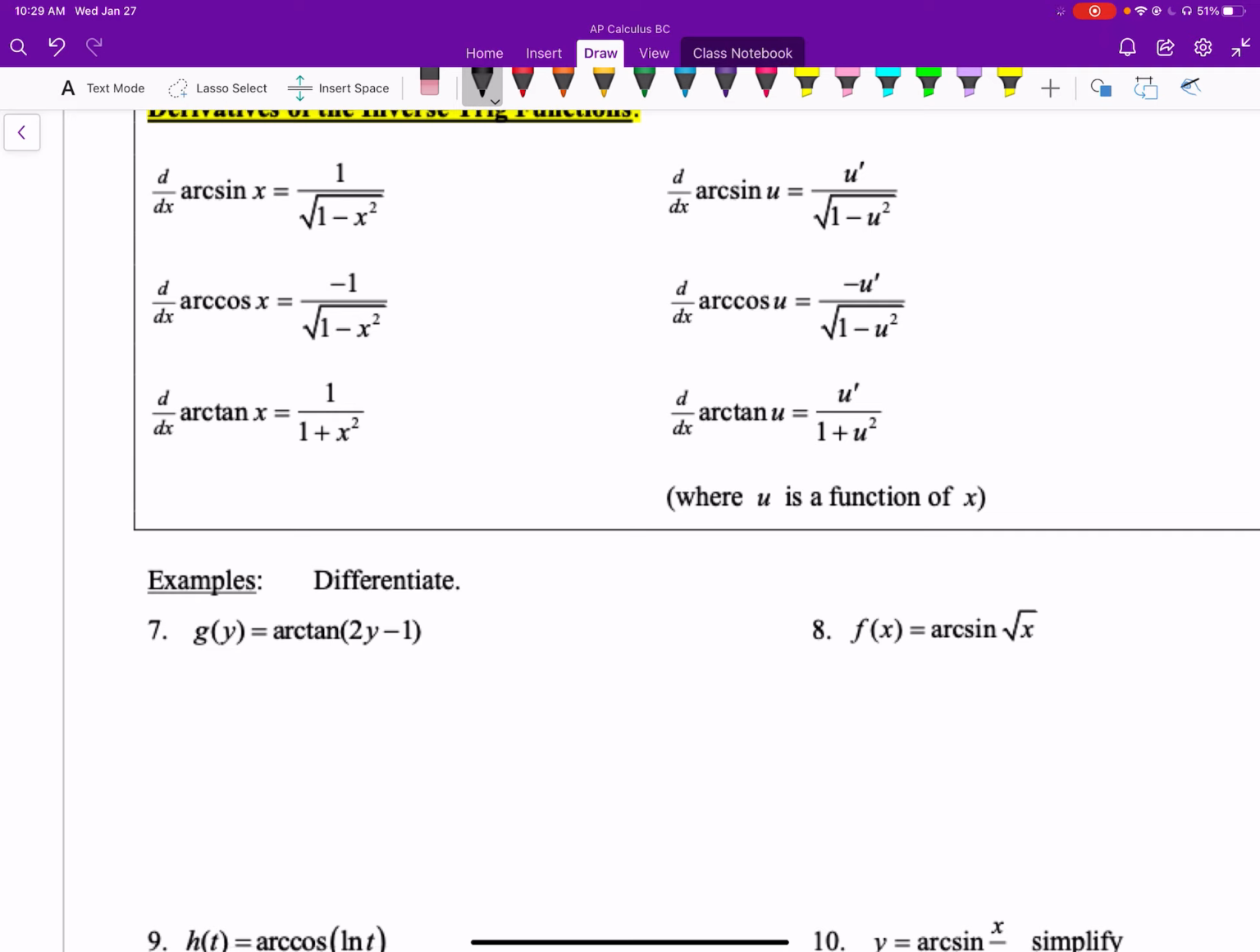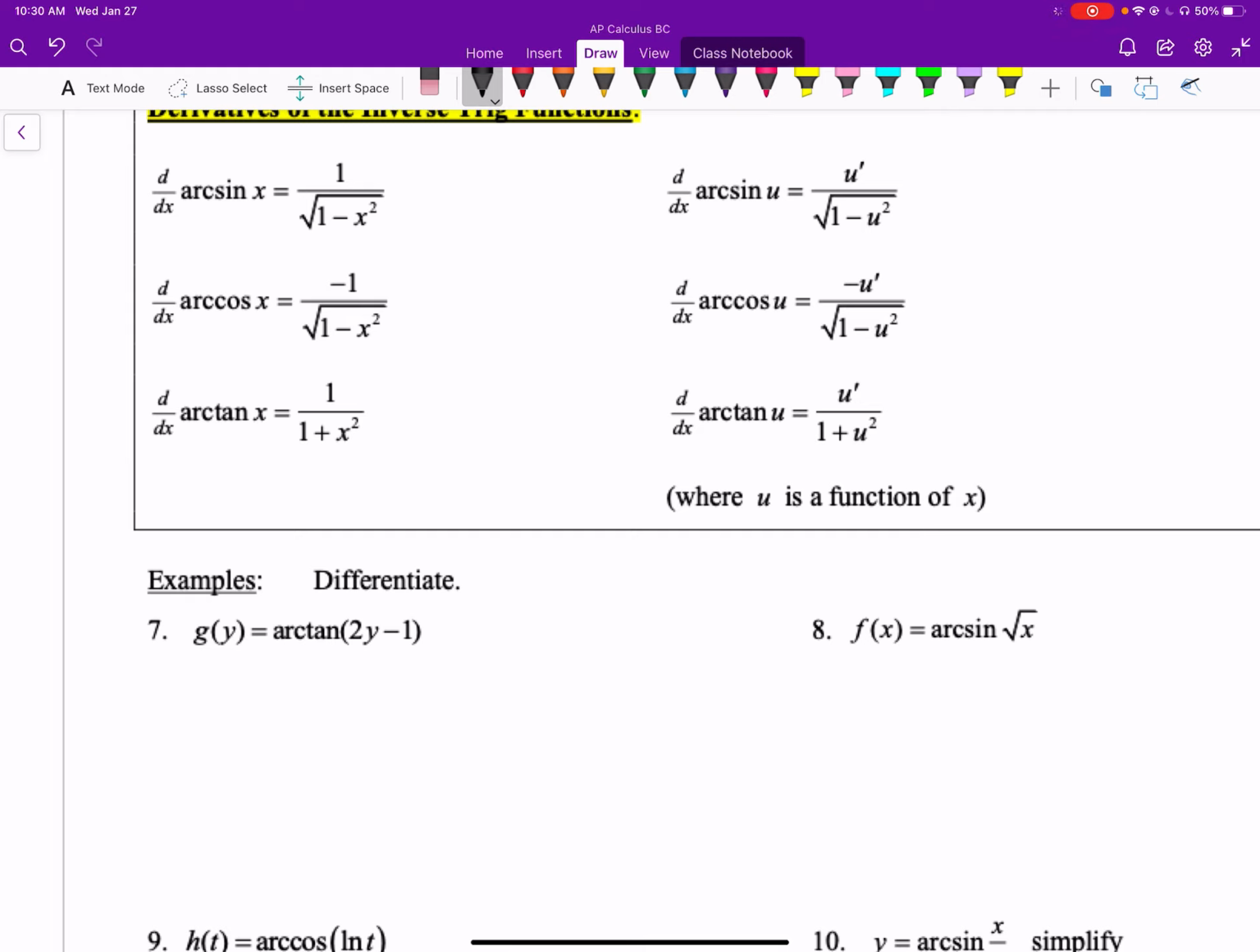Okay. So the derivative of arc sine is 1 over the square root of 1 minus x squared. If I have some function of x, then it's u prime over the square root of 1 minus u squared. So I have to take that little hook piece there. With arc cosine, it's just a negative version. And then arc tangent, we get u prime over 1 plus u squared, so it doesn't have a square root in it.